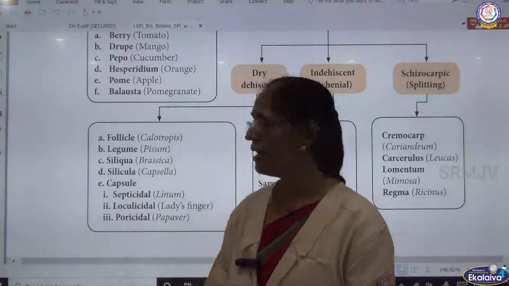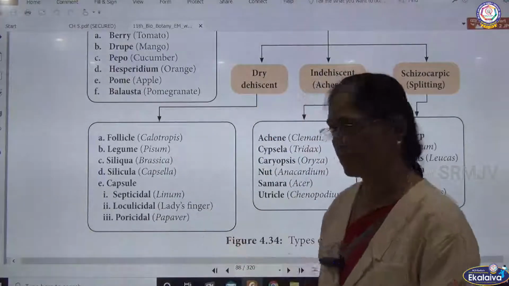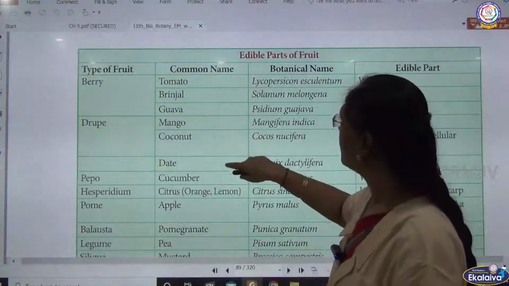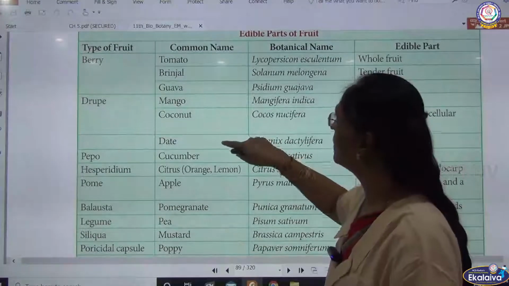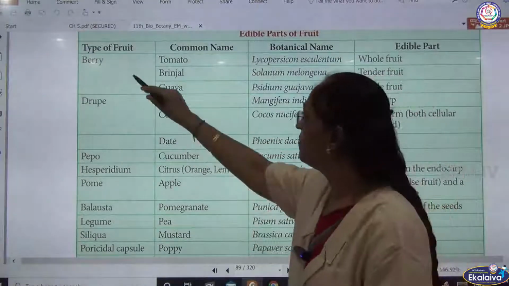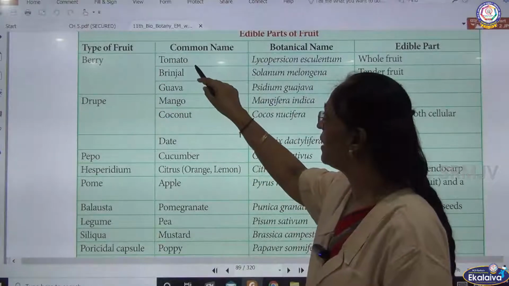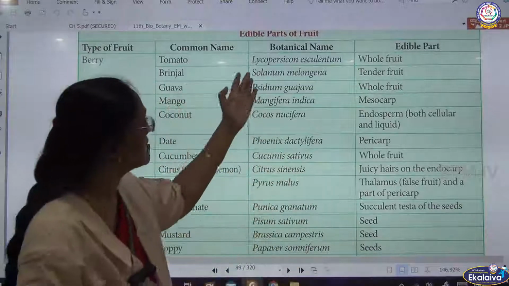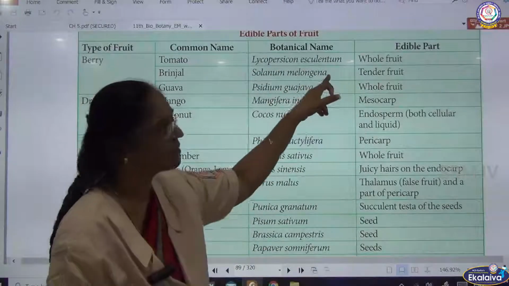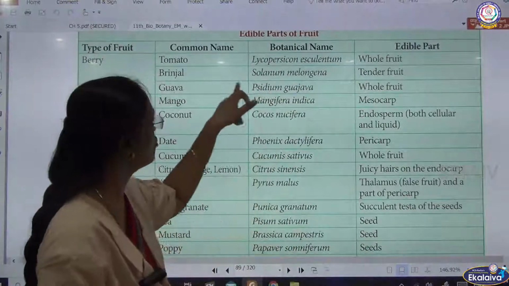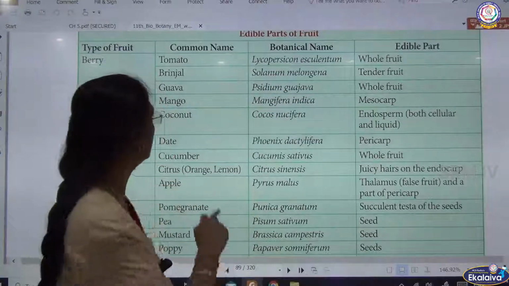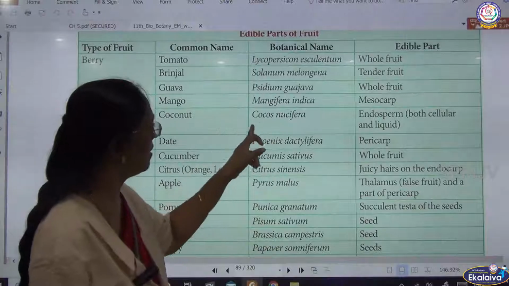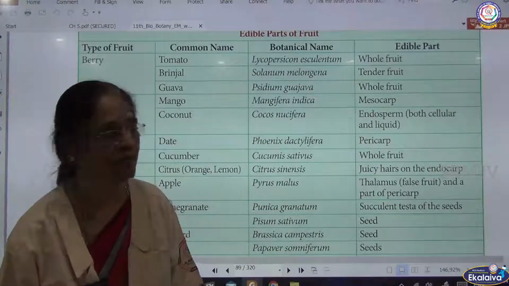So these are various types of fruit. Now, what are the edible parts of the fruit, what we eat? Here berry, example common names, that is the tomato, brinjal and guava. And these are the botanical names, Lycopersicum esculentum, and brinjal is called Solanum melongena, and guava is called Psidium guajava, and mango, Mangifera indica, and coconut, Cocos nucifera.